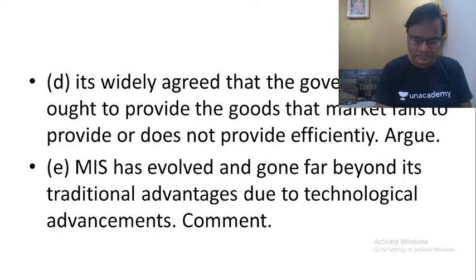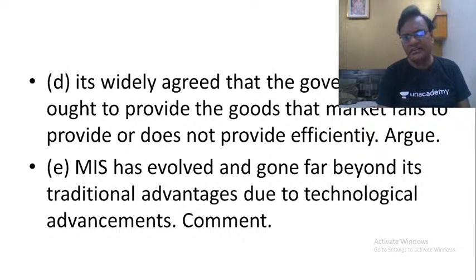Then, moving forward to the next question: it is widely agreed that the government ought to provide the goods that the market fails to provide or does not provide efficiently. Argue. Again, these kind of questions we have given in our test series also. Similar questions we have given in our test series.